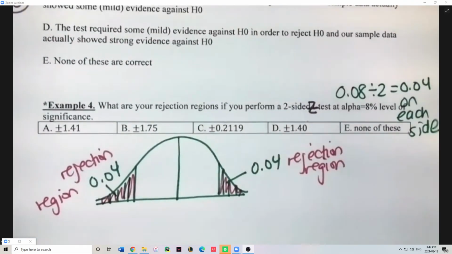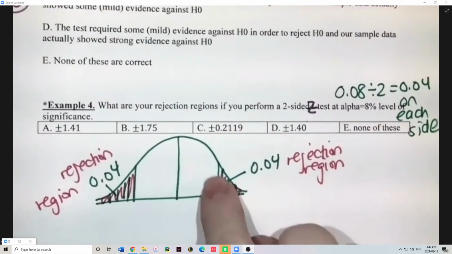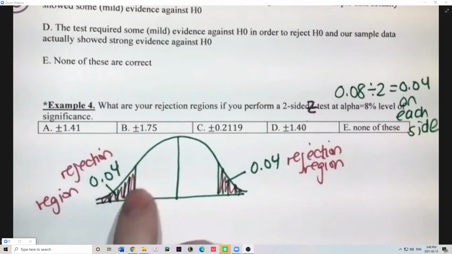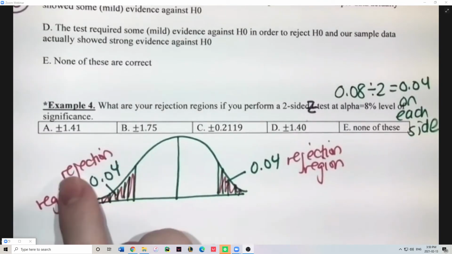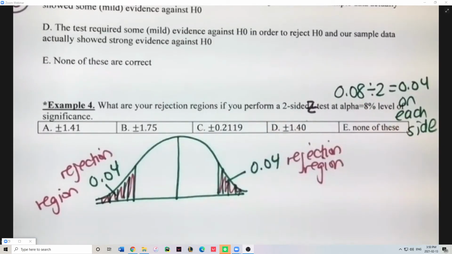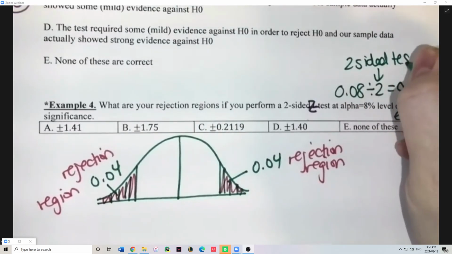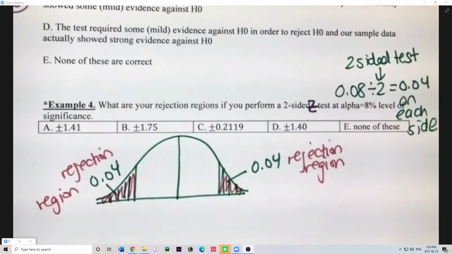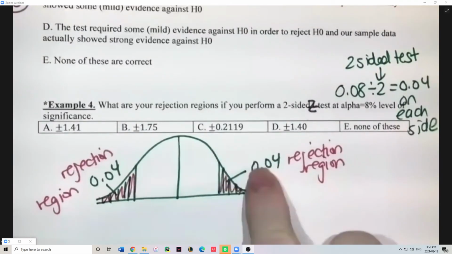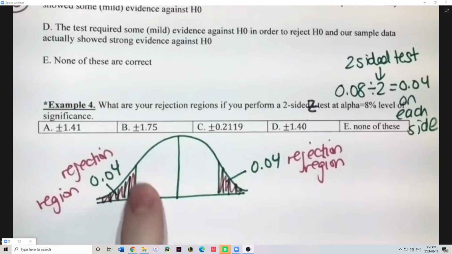Now, if it was one-sided, then our whole 0.08 would go up here for a one-sided greater than test, and our whole 0.08 would go down here for a one-sided less than test. We're dividing 0.08 by 2 because it's a two-sided test. So we have to look up 0.04 in the body.